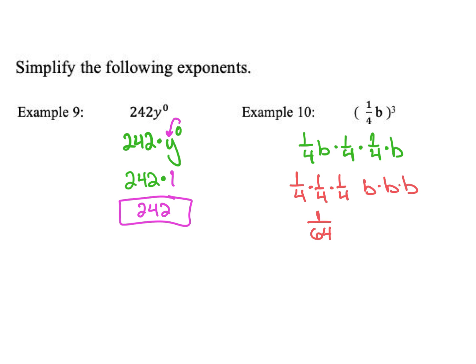But then notice how we have b, right? And how many b's do we have? There's 3. So how do we write this as a simplified version? It's going to be b raised to the 3rd power. So our final simplified version of all of this is 1 over 64 b to the 3rd power.